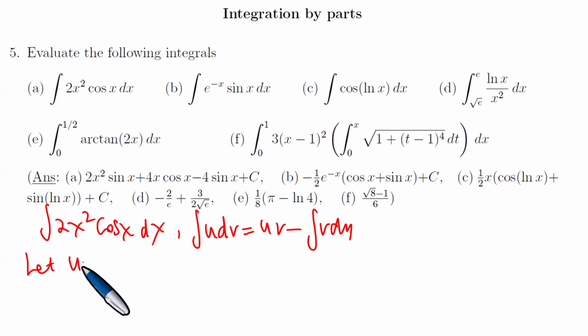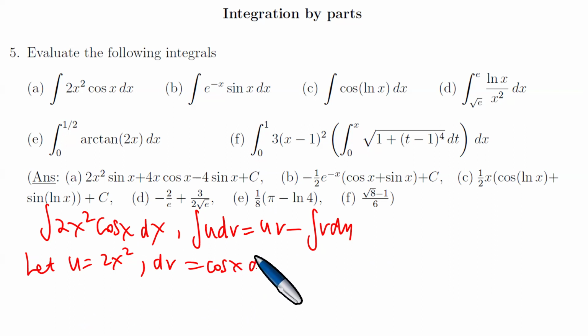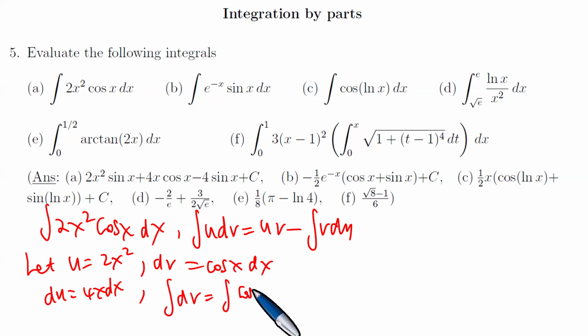Let u be 2x squared. Once you take u to be 2x squared, then dv becomes everything that remains, which is cosine x dx. Let's find the derivative: du becomes the derivative of 2x squared, which is 4x dx. Here you integrate both sides. For dv, the integral of cosine x dx, the integral of cosine x becomes the sine of x.